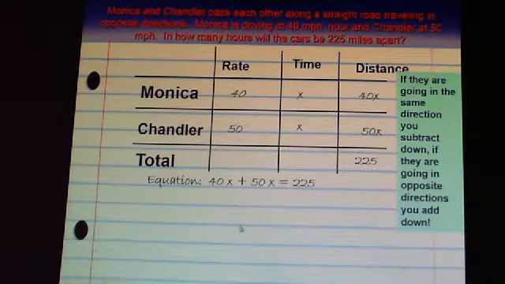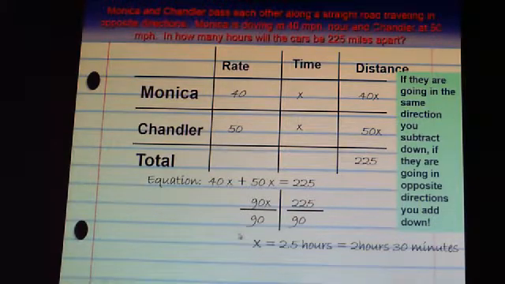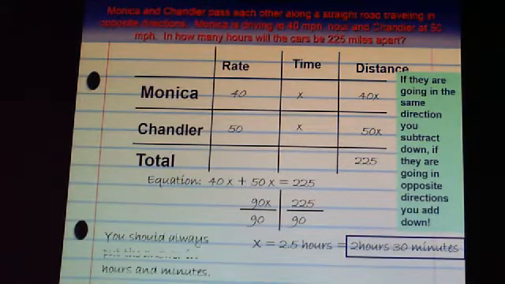So now that I have this, I can draw my line. 40x plus 50x, they're like terms. So that's going to give me 90x is equal to 225. Divide both sides by 90. And x is equal to 2.5 hours or 2 hours and 30 minutes. Either way. If they're going in the same direction, you subtract. Opposite directions, you add.